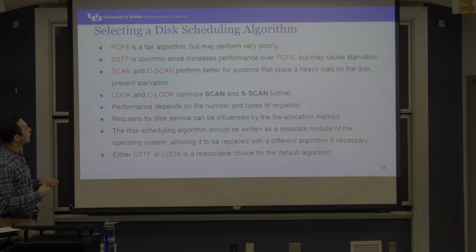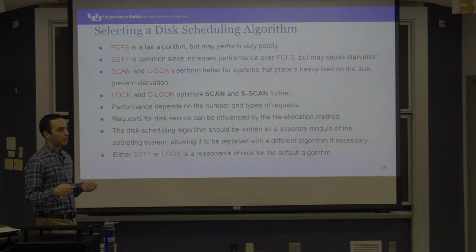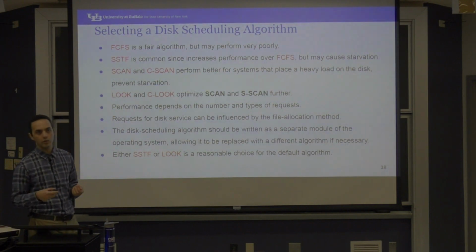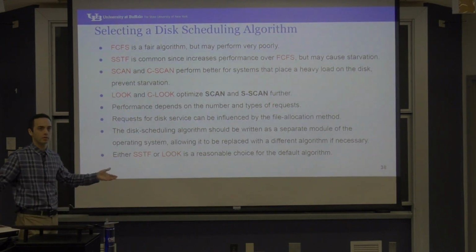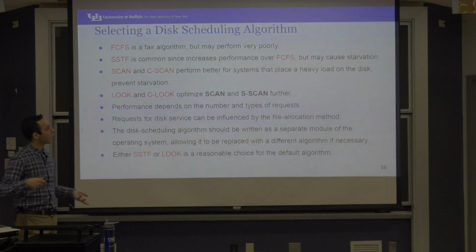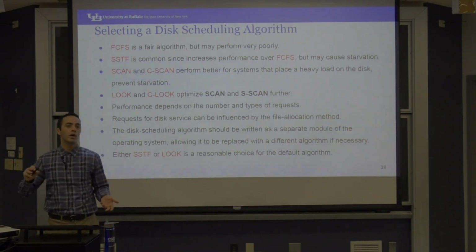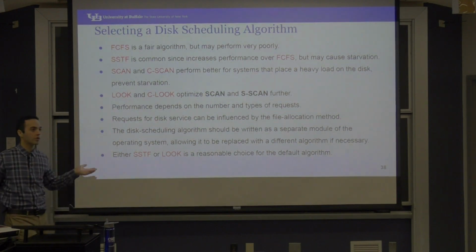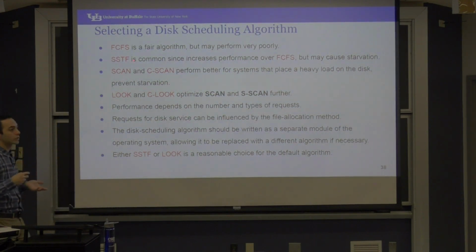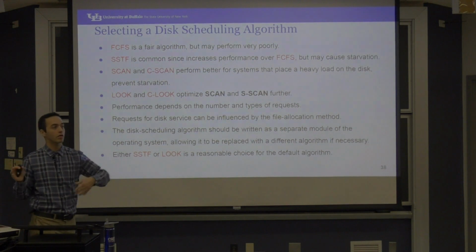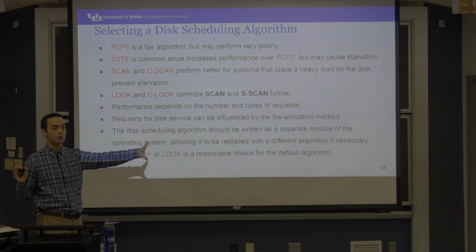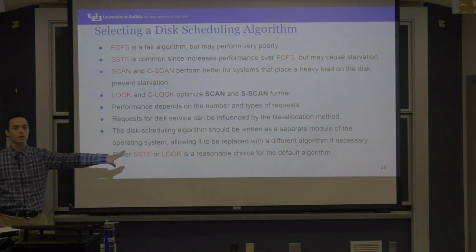These can change, right? So scan and C-scan are better when you have heavy loads, because you will have requests all over the place. So obviously first come first serve is going to be terrible, right? And when you have requests all over the place, then this is also not good, because it's going to starve a lot of processes, like requests that are farther.